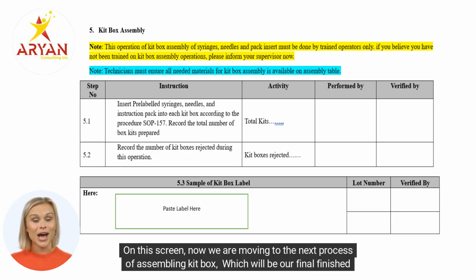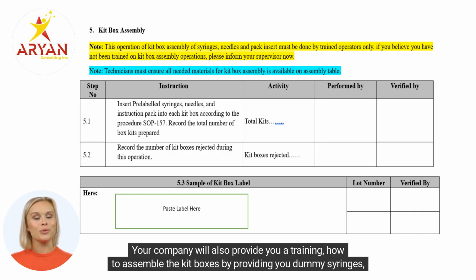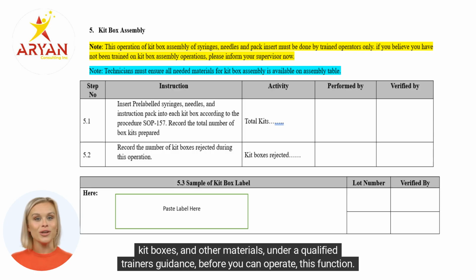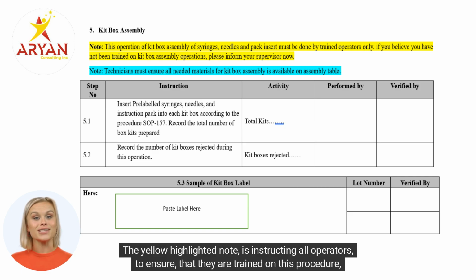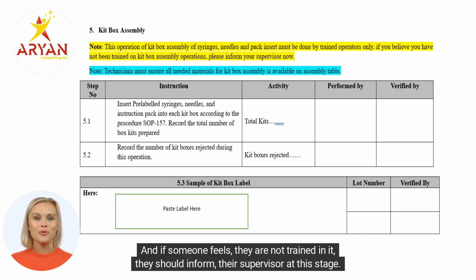On this screen, now we are moving to the next process of assembling kit box, which will be our final finished drug product. Your company will also provide you a training on how to assemble the kit boxes by providing you dummy syringes, kit boxes, and other materials under a qualified trainer's guidance before you can operate this function. The yellow highlighted note is instructing all operators to ensure that they are trained on this procedure before operating. And if someone feels they are not trained in it, they should inform their supervisor at this stage.